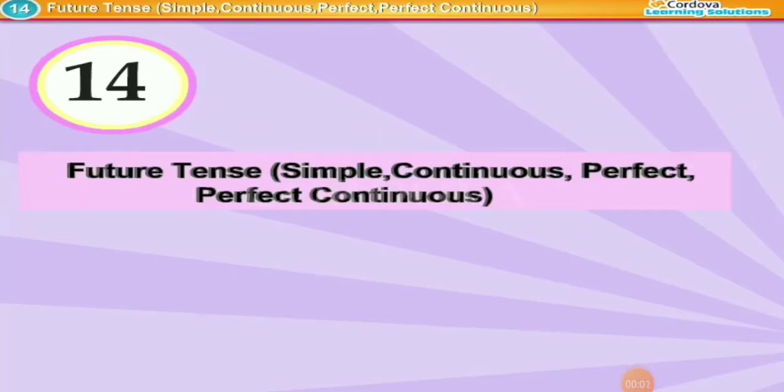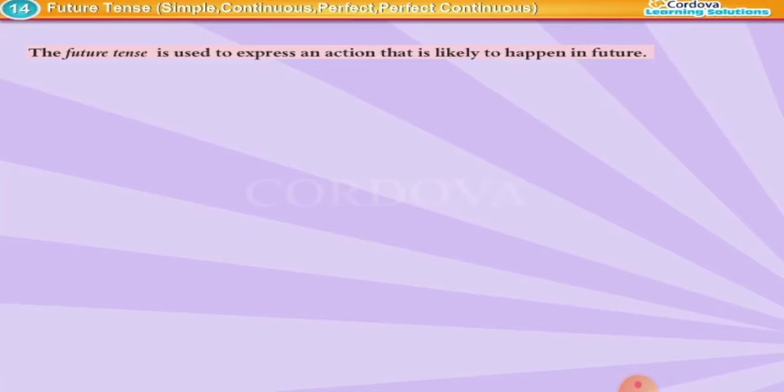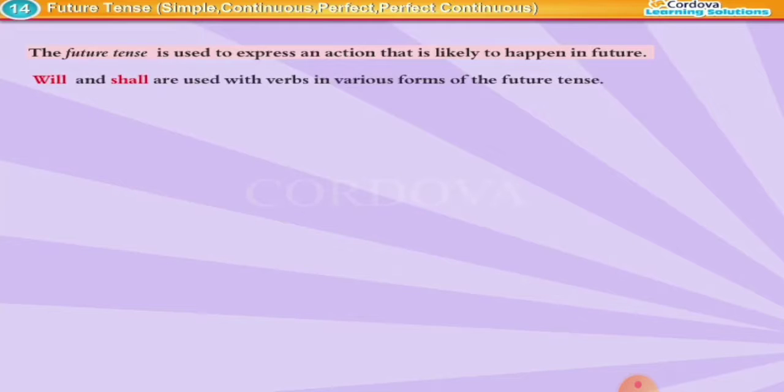Chapter 14. Future tense: simple, continuous, perfect, perfect continuous. The future tense is used to express an action that is likely to happen in the future. Will and shall are used with verbs in various forms of the future tense.